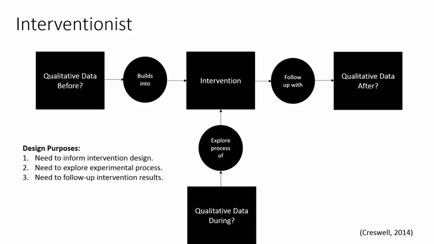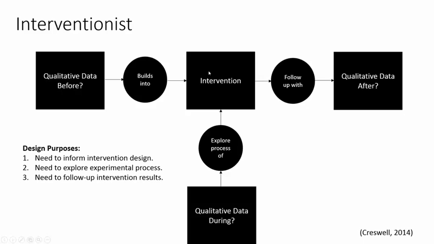So for example, oftentimes a treatment intervention is a kind of black box, right? We just assume that the intervention happens the way that we want it to. So we might actually go in and take some observations or some qualitative data of some kind to actually see if the intervention is going according to plan and so forth.